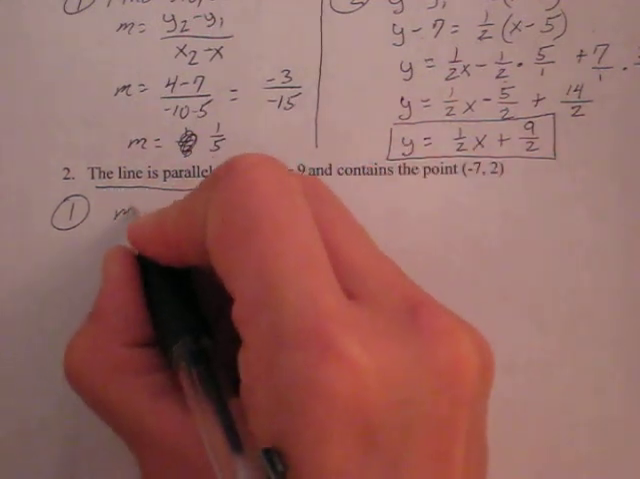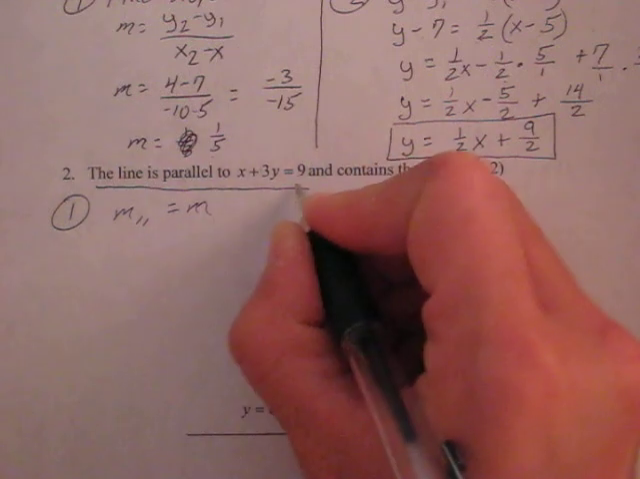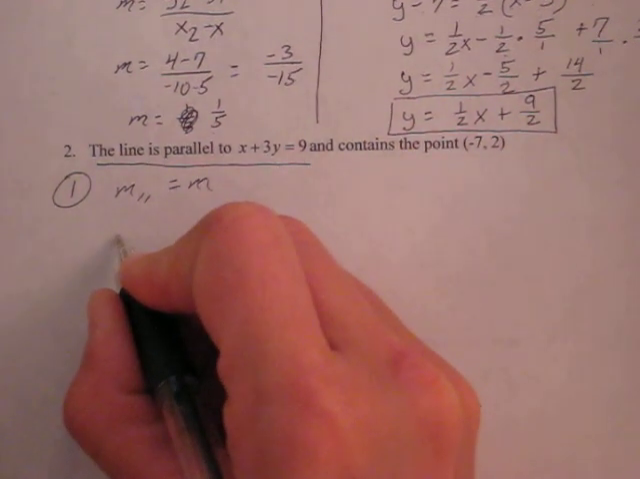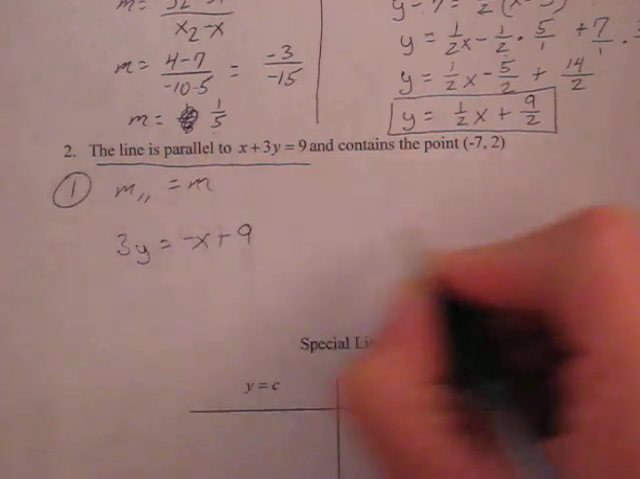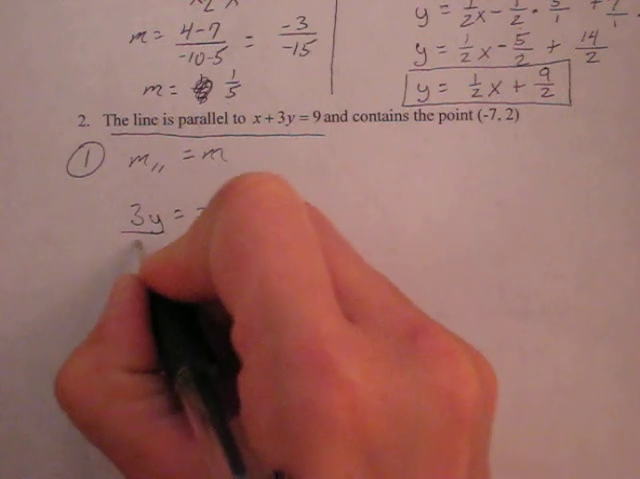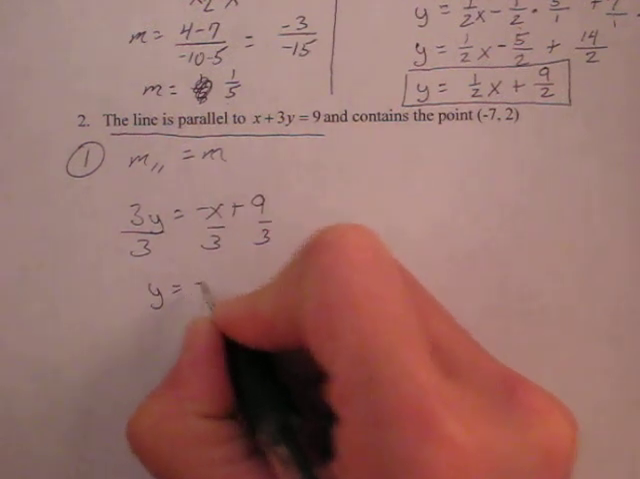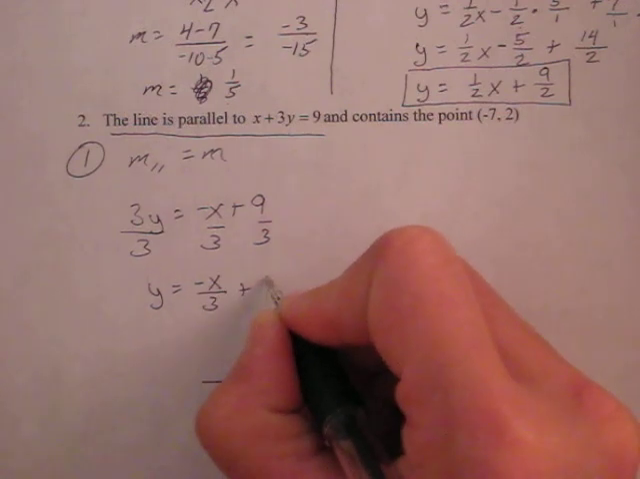So we know that parallel slopes are the same as the original slope. So I need to figure out what the slope is of this line, okay? So I have 3y equals negative x plus 9. And then I'm going to divide all the terms by 3. And I have y equals negative x divided by 3 plus 3.